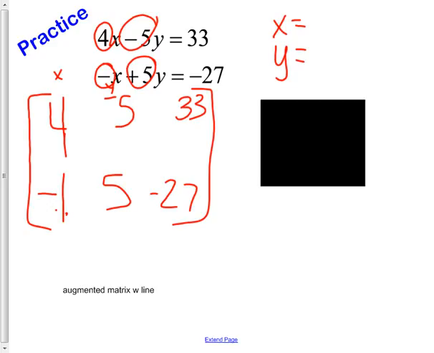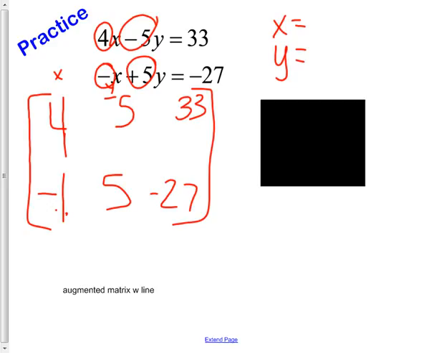Sometimes when people do these matrices, you'll see a line between them, where this would be one side of the equal sign and that would be the other side. When you see this, it's called an augmented matrix. You can use the line if it helps you. Otherwise, it's not very important. I don't even use the line when I do it, so it's totally up to you. But if you see the line, it's usually called an augmented matrix.